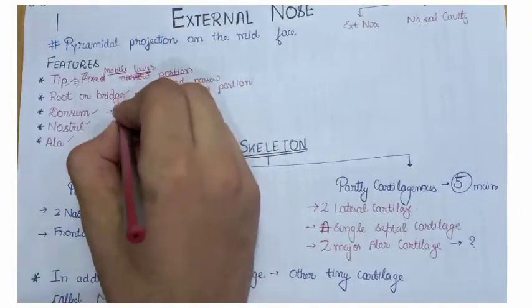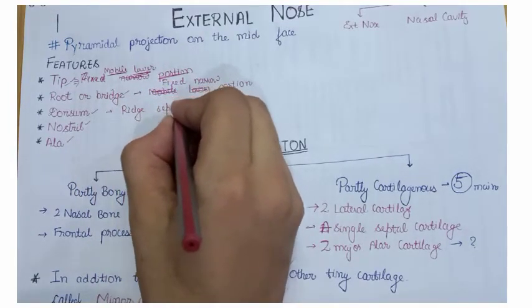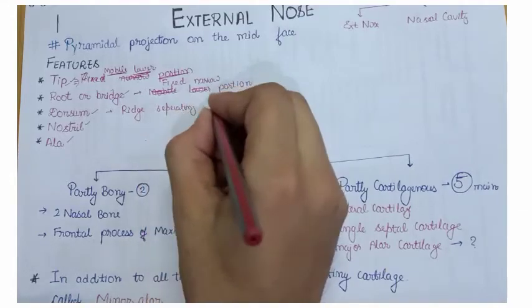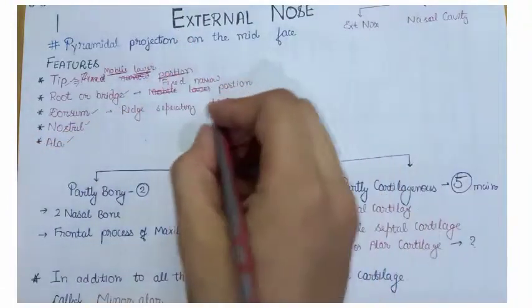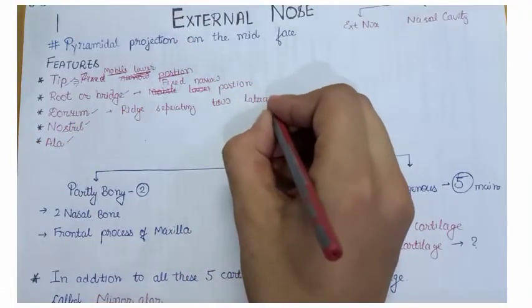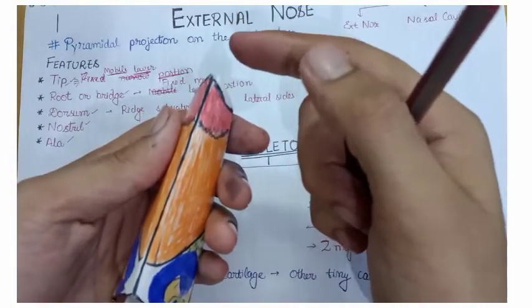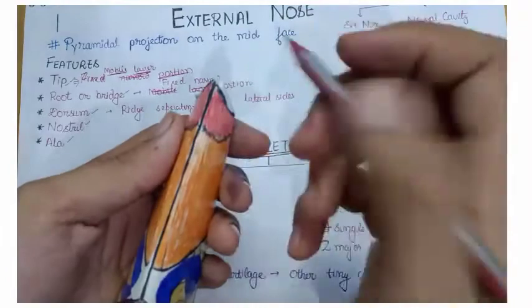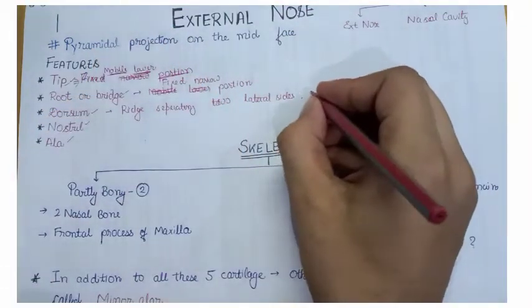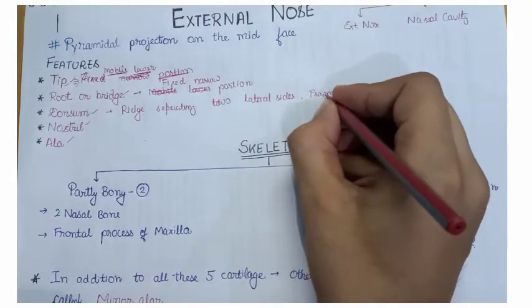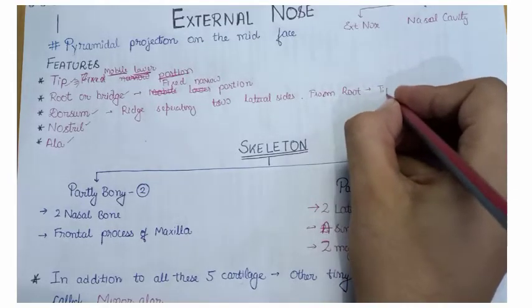So this is the ridge separating the two lateral sides, and it extends from the root portion up to the tip, from root to tip.